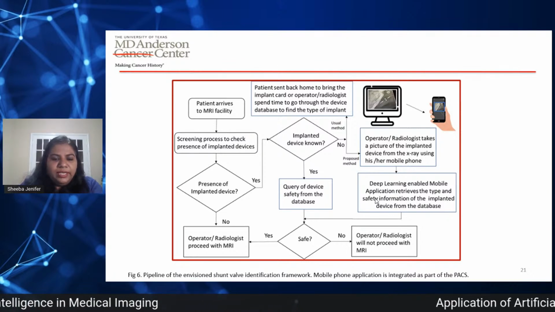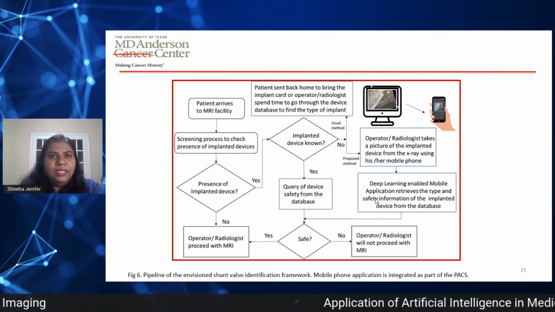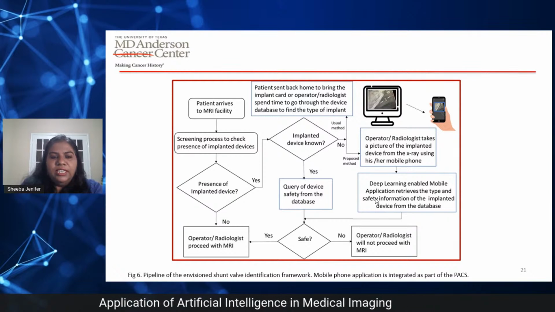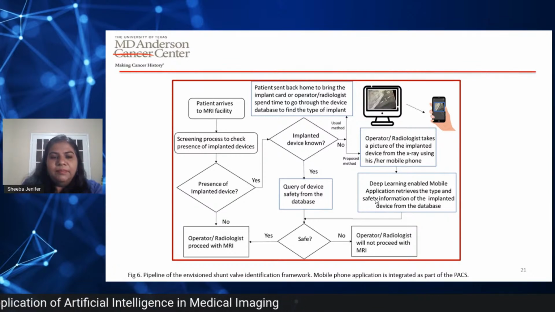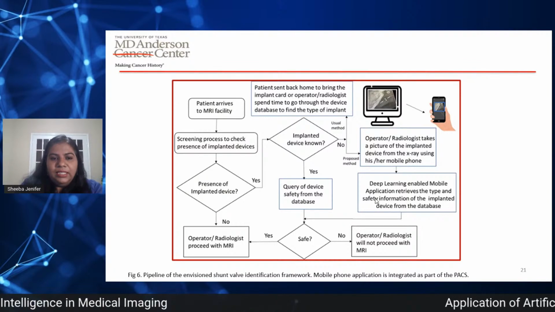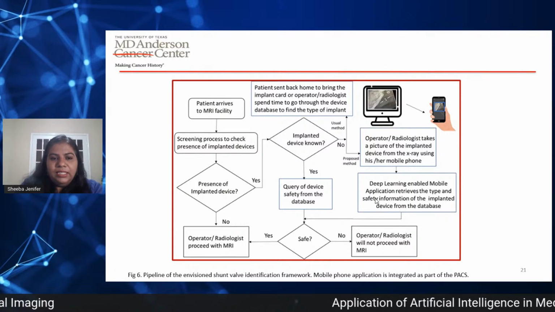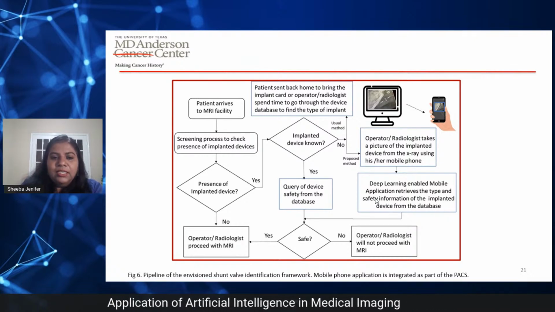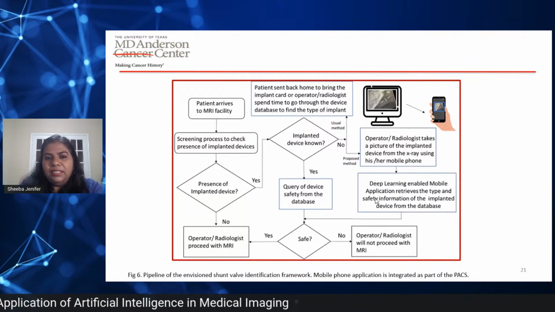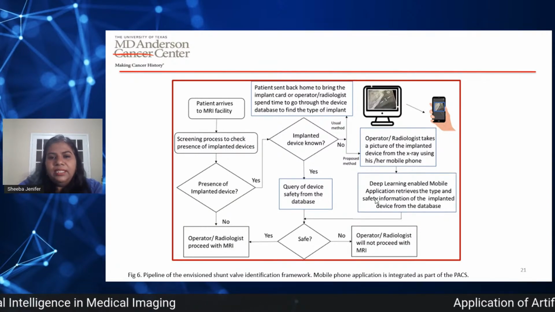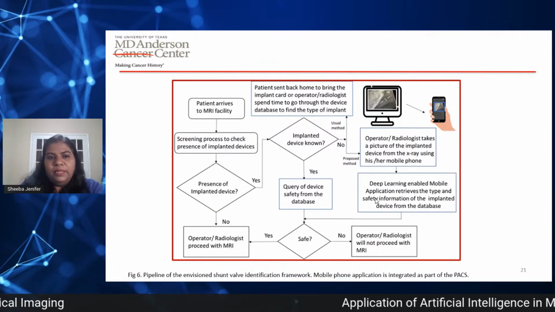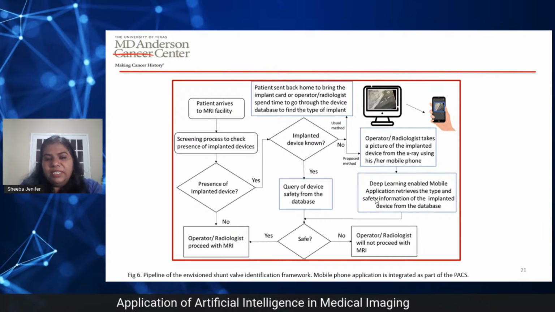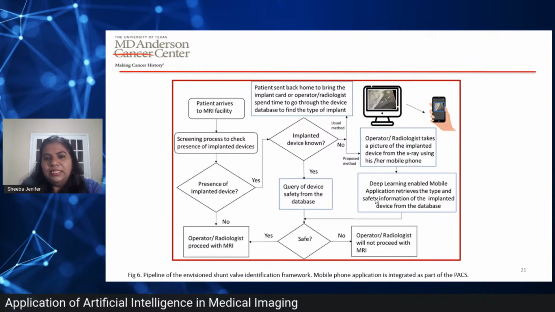So this is a workflow diagram. You can see from the beginning, if a patient arrives at the MRI facility, the screening process is done to check whether there are any implanted devices in them. If there is no implanted device, then they can go straight for the MR imaging. But on the other hand, if they detect some implanted device, the usual method is the patient is sent back home to bring the implant card, or the radiologist should spend time going through different databases to check what type of implant is inside the brain.